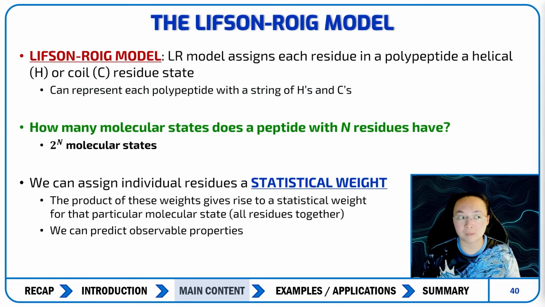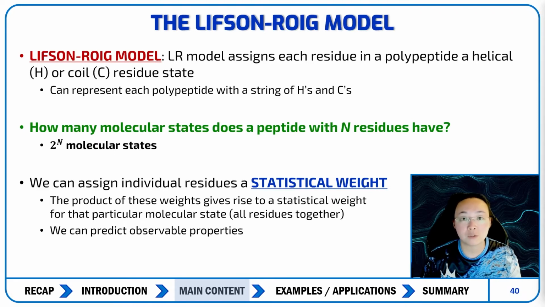So we're going to start off with something called the Lifson-Roig model, which you've seen before. It's the one we just used in the previous section. We're basically going to assign each residue in a polypeptide either a helical H or a coil C residue state. And this means that we're looking at a 1D sequence model. So essentially those blue circles that we had before, where we had monomer 1, 2, 3, 4, 5, they would be labeled each as H or C, and that would be the Lifson-Roig model.